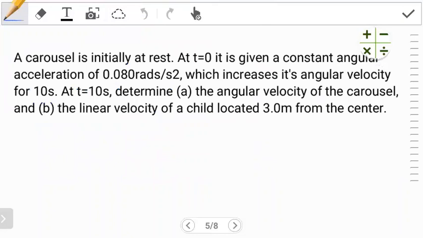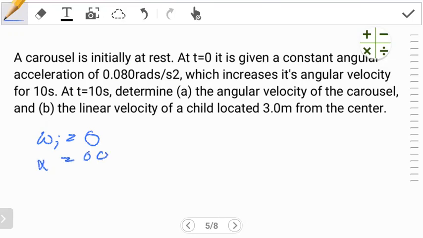So a carousel initially at rest. If they say initially at rest, they are saying the initial velocity, and since we're in circular motion, I'll use the symbol for circular motion, is 0 at t equals 0. It is given a constant angular acceleration. So they're giving us the angular acceleration, 0.08.